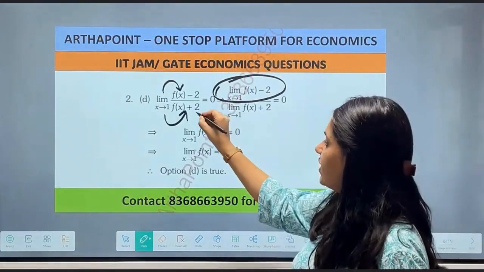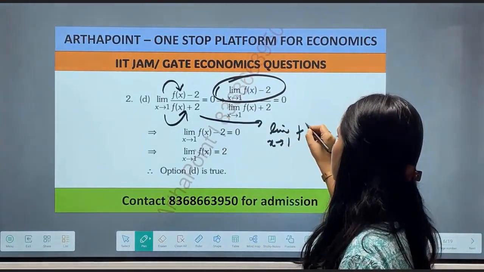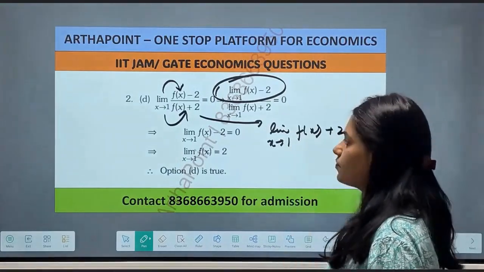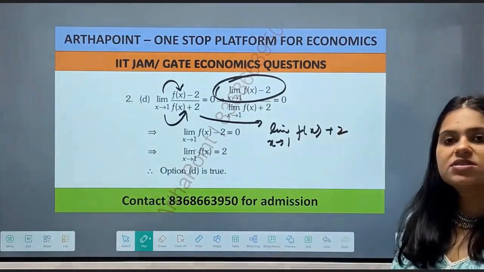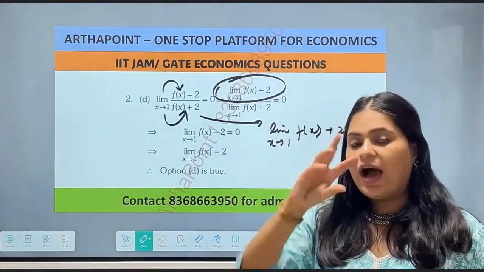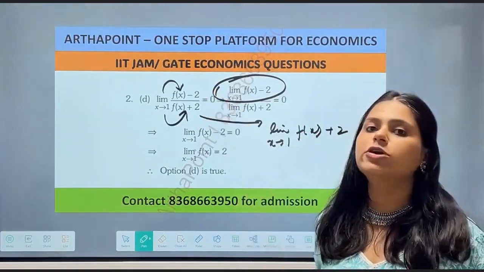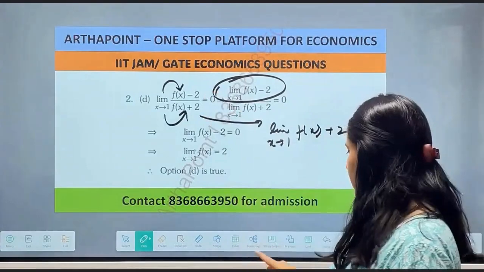And similarly, when I take this in the denominator, what will I get? I will get limit x tends to 1 f(x) plus 2. So what I have done is, the limit which existed for the fraction, I have taken that limit separately for numerator and separately for denominator.